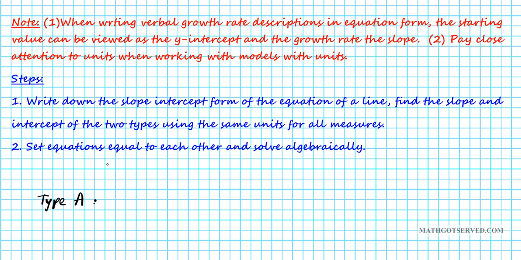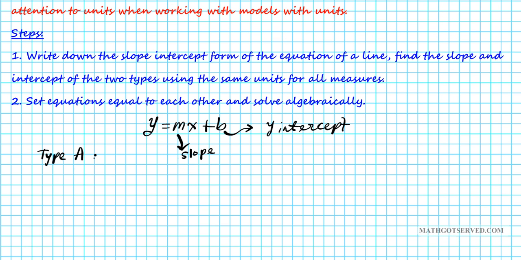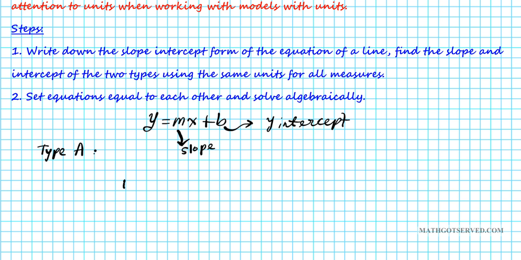So the slope-intercept form of the equation of a line is y equals mx plus b. Remember, b is your y-intercept. And what is m? M is your slope. Okay, so this equation is going to guide our problem solving process. So for type A, I'm going to put y, which represents height of A, is going to be equal to mx plus b. So we need to find the slope of A and the y-intercept for type A.